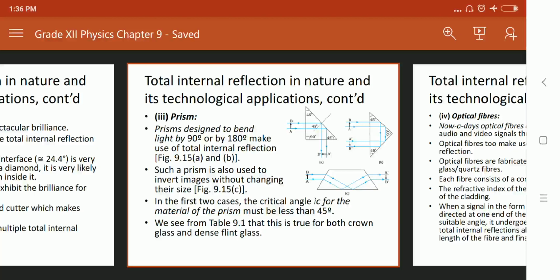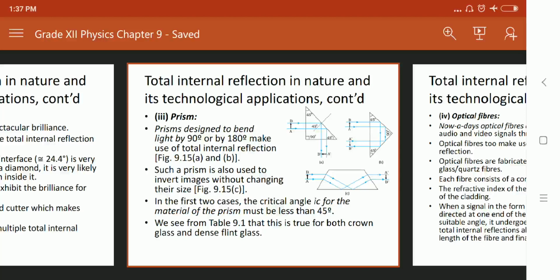As you can see from diagram A, the object has a height or size AB. If the prism is placed at 90 degrees, at the bottom side, whatever image is created will have the same size. The same holds when this particular prism is situated at 180 degrees.